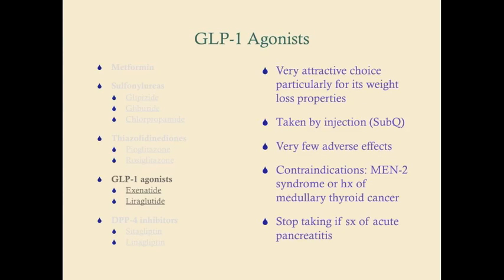Okay, now let's get to some of the newer drugs. The GLP-1 agonists. These are very attractive choices, and the reason that these are so attractive is because the GLP-1 agonists can cause weight loss, and that is something that most diabetics need. So it's effective in two ways, in that it lowers your blood glucose, and it also causes weight loss.